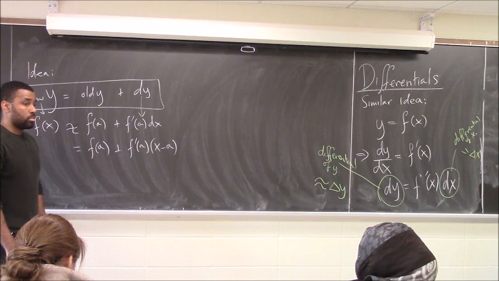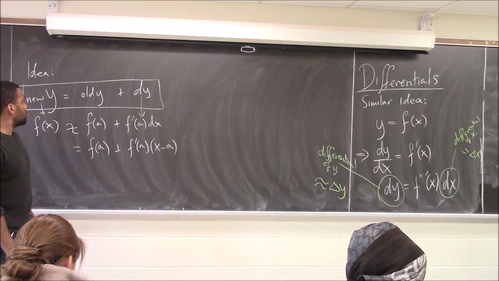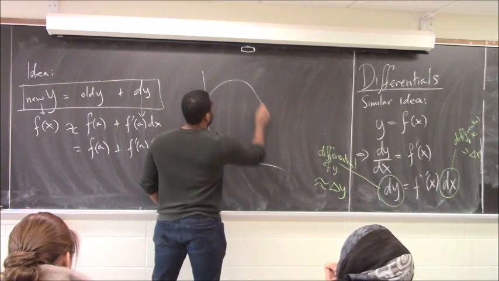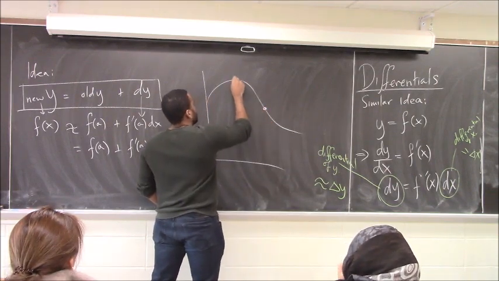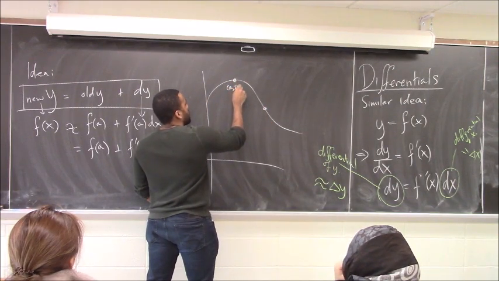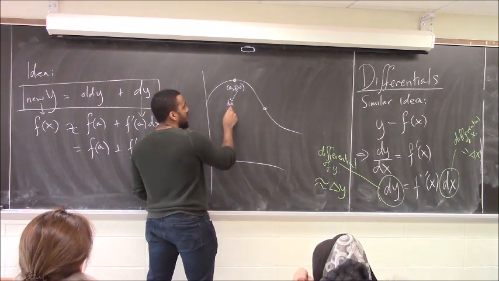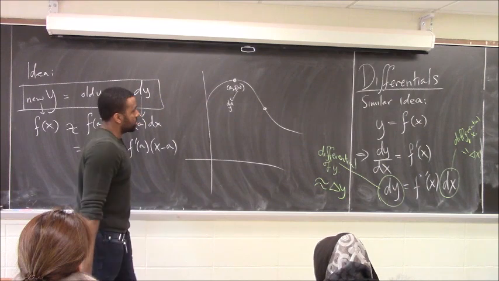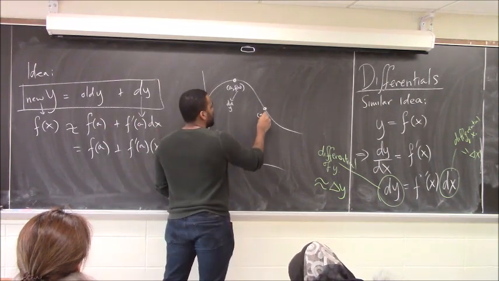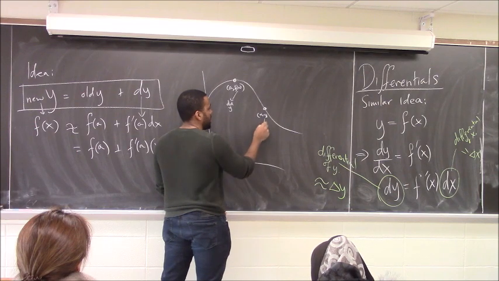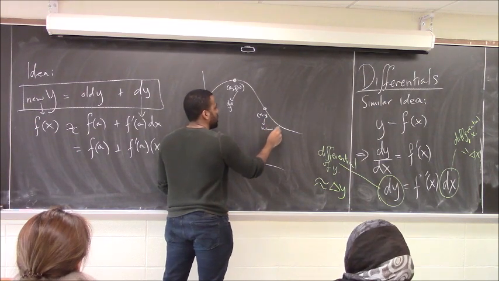What do you mean by old y? The old y is the guy that we already know about. So when I was here, at a, I know what f of a is. That's the old y, the guy I already know, the old news. But then if you shift off a little bit, now I don't know what's going on because the function is complicated. This is the new y that I'm trying to find.